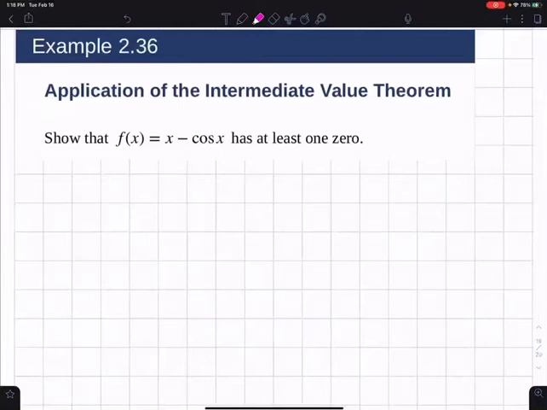All right, what we're going to do here is show that this function, f of x equals x minus cosine x, has at least one zero. So what we're going to do is show there's some number c such that f of c equals 0. Now, first of all, here's my solution.